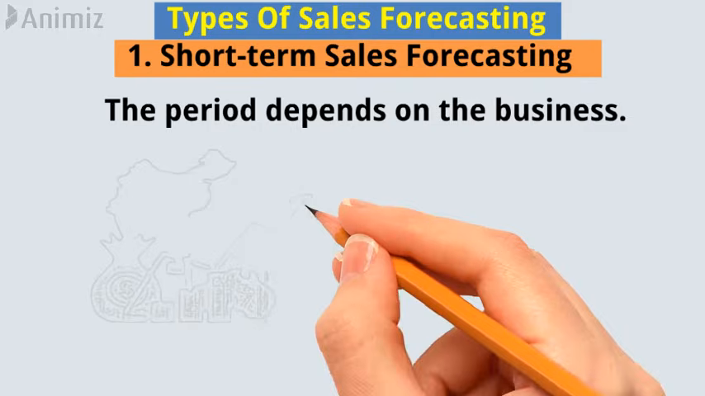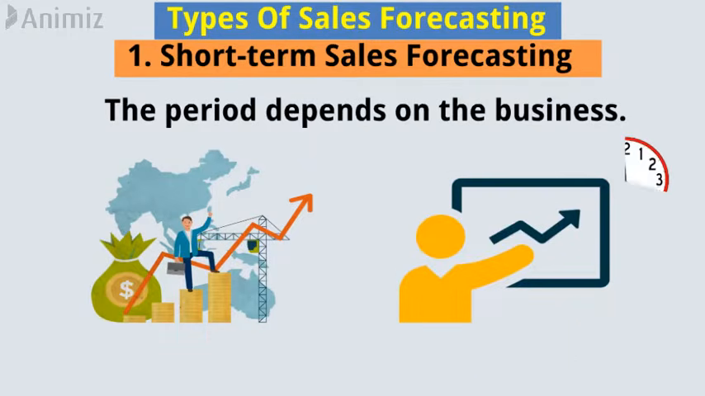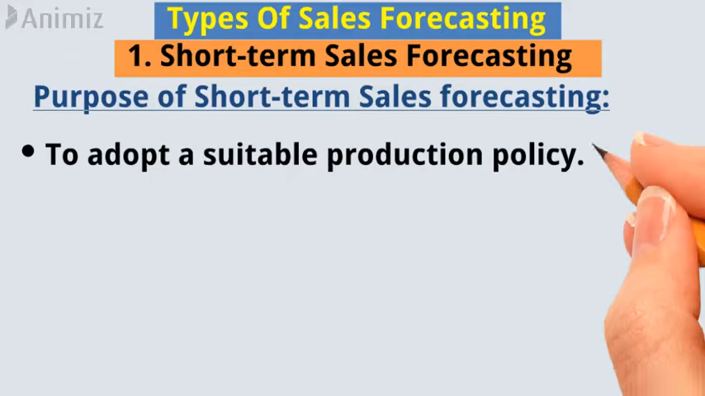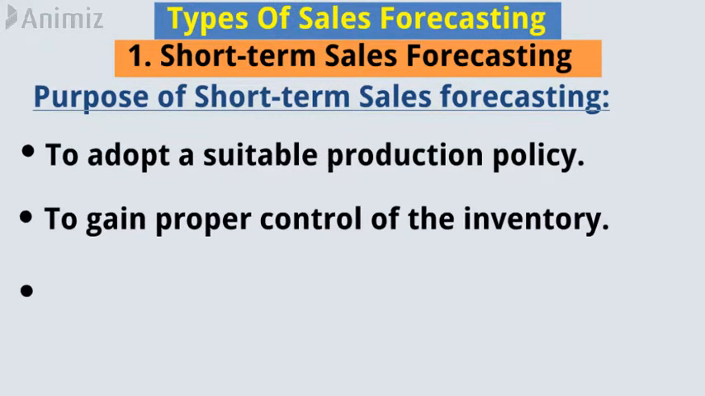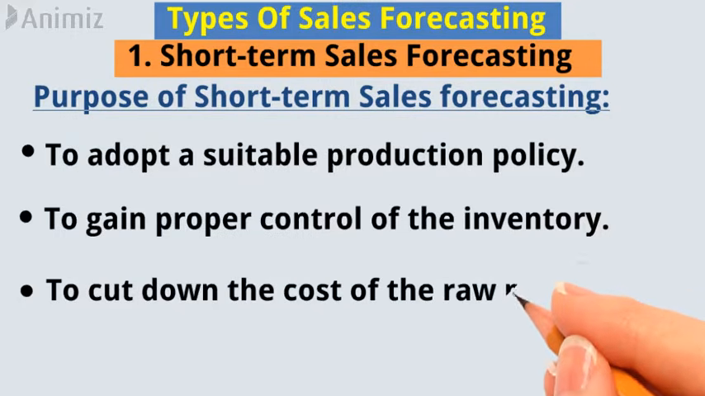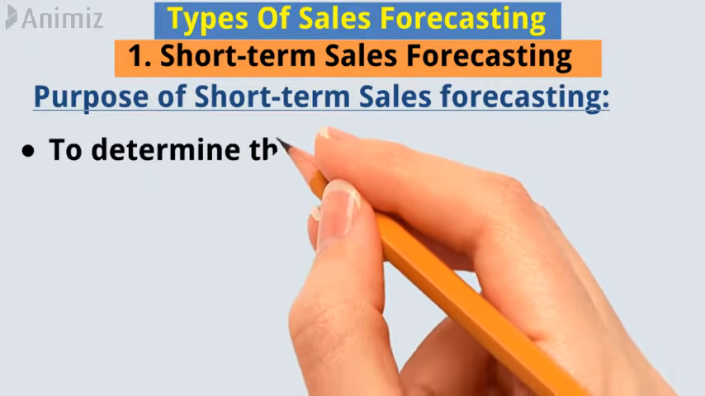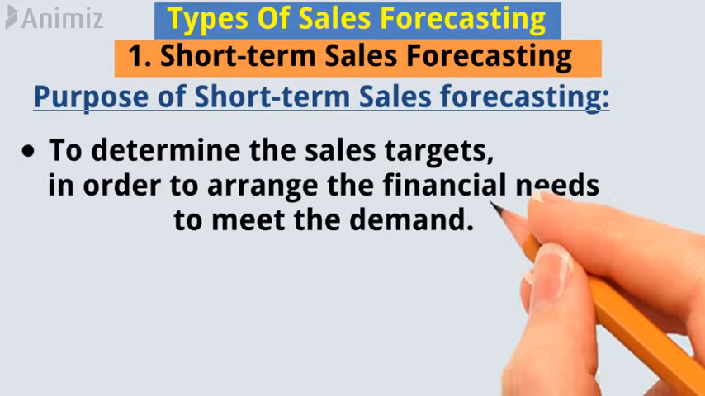If the demand varies from 1 month to another, forecasting may be done only for a limited period. Purpose of short-term forecasting: to adopt a suitable production policy, to gain proper control of the inventory, to cut down the cost of the raw materials and machinery, to determine the sales targets, in order to arrange the financial needs to meet the demand.